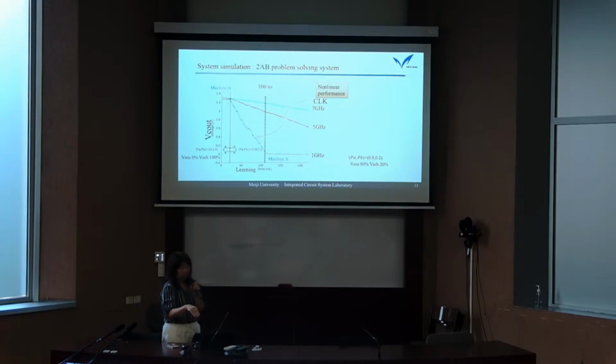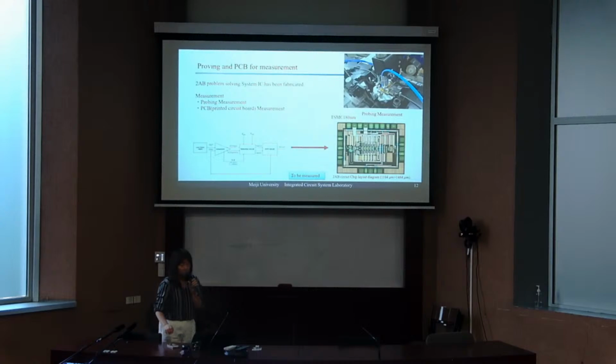In this result, the system operated completely, I see. And when the clock is higher, such as 5 gigahertz or 7 gigahertz, it takes a long time to select the machine, but it works well. We have already fabricated this circuit with TSMC 180 nanometer, and now we are measuring it with probing and also a PCB circuit.